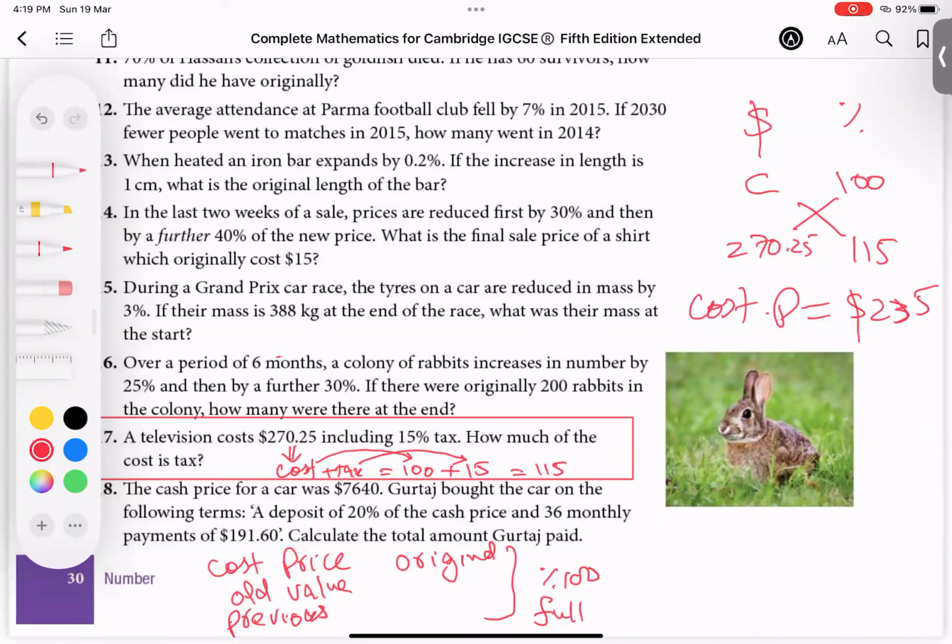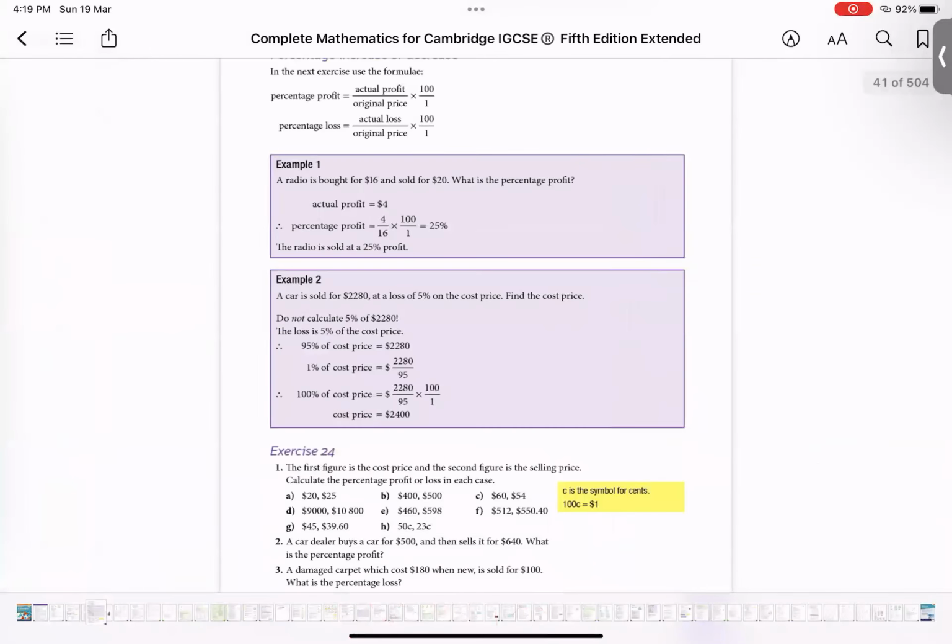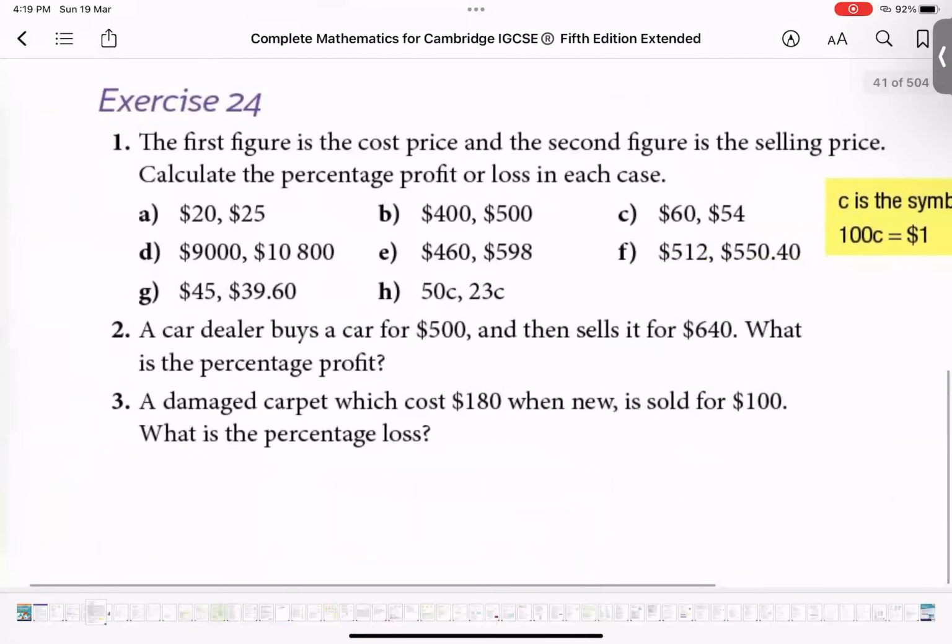Whenever you see, students, original number, original price, original cost, okay, whenever he asks for the original, or even the cost, we keep it equal to 100%. I hope this point is very clear. And now have a look at the next page. So this point is clear.